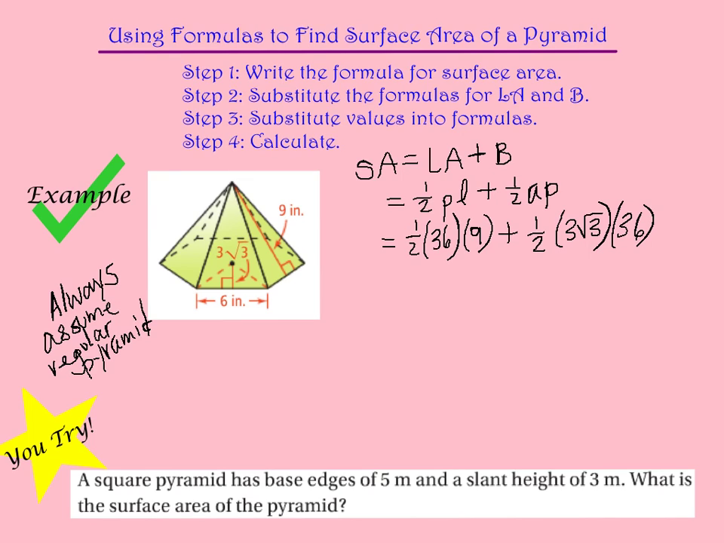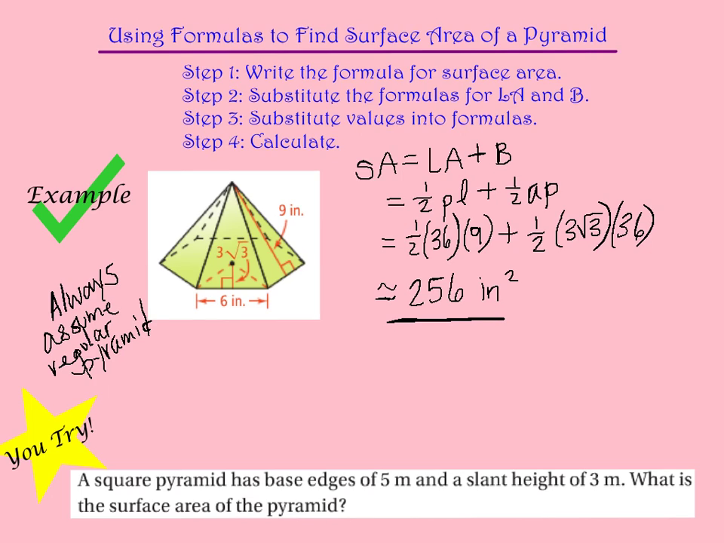And now last step is just to calculate it. So just throw this into your calculator. If you throw this into your calculator, you get 255.5307, and so on. So we're going to round that to the nearest whole number. And we're going to say this is approximately 256 inches squared. And that's our answer. And we're done.